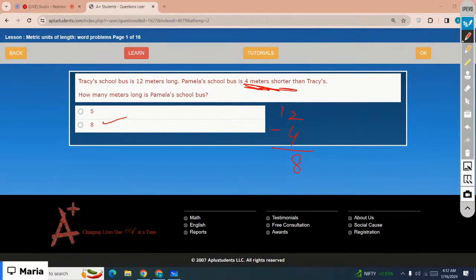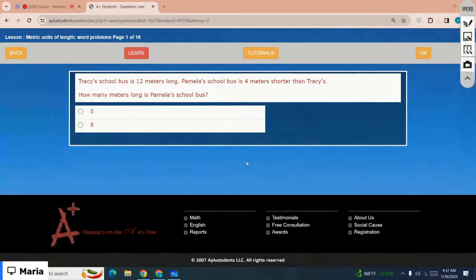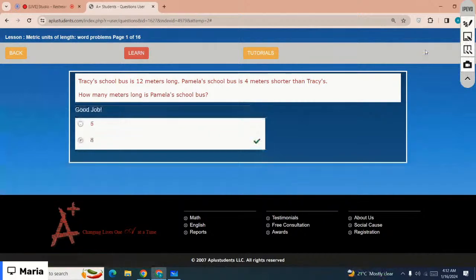The correct option is 8 meters. How did you answer 5 meters? The correct option is 8 meters. Just read the question, understand the question, and then you can answer. That would be 8 meters.